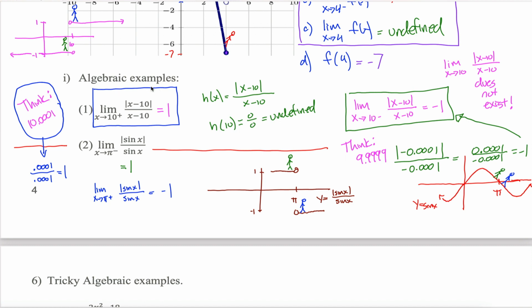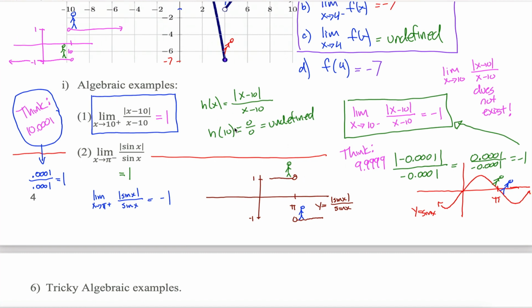We'll do more with these algebraic examples in the next video because there's some pretty tricky cases we need to consider, but this video is getting pretty long, so I think I want to end it right here.